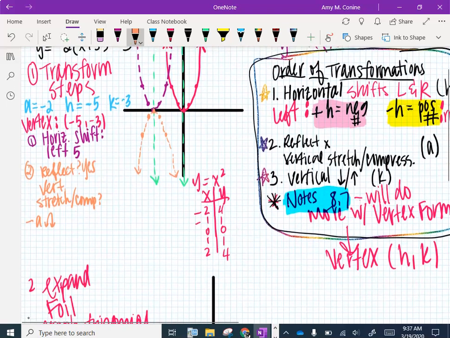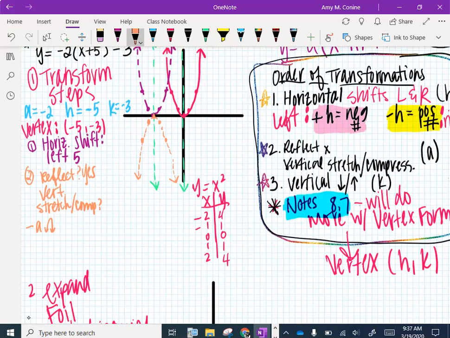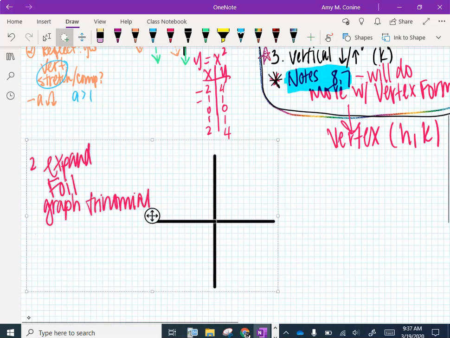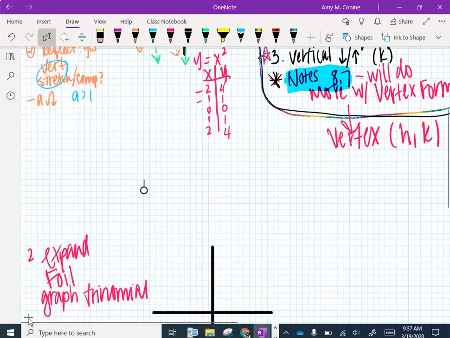And now I'm going to show my vertical stretch or compress. So I do have a stretch because a is greater than 1. It's not a fraction. So if you remember from the notes that we did the other day in the video, 4 made it stretch real skinny, and then 1/4 made it really flat. So this is going to stretch a little skinnier. So I'm going to take my points that I currently have, and I'm going to move this down real quick so I have more space.